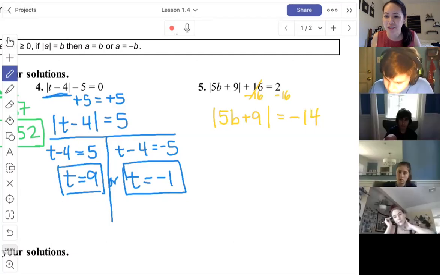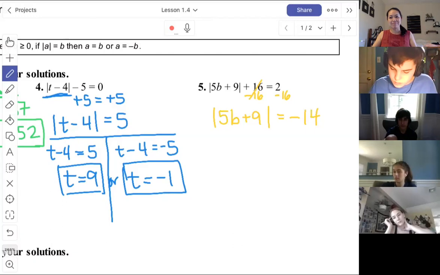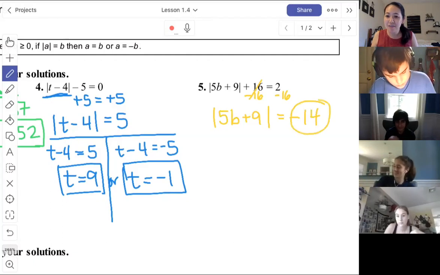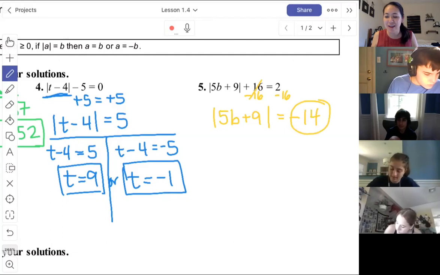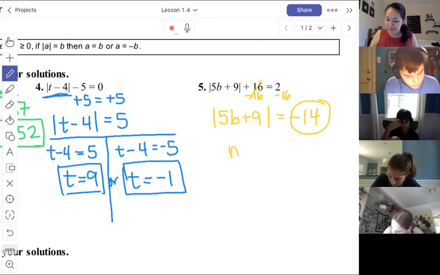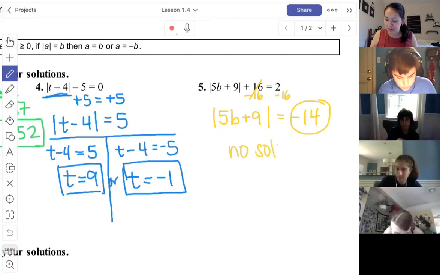So Luke, what did you say? No number would work, since an absolute value would never yield a negative number. Exactly, nice. So here, this is a negative number. Your absolute value cannot ever give you that negative 14. So your final answer right now is no solution.